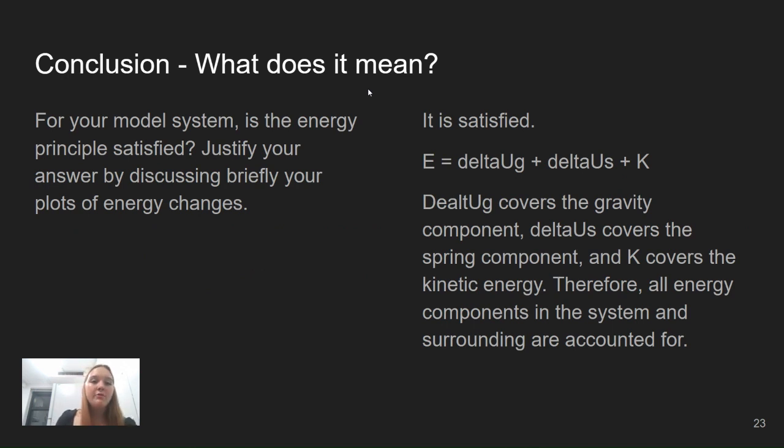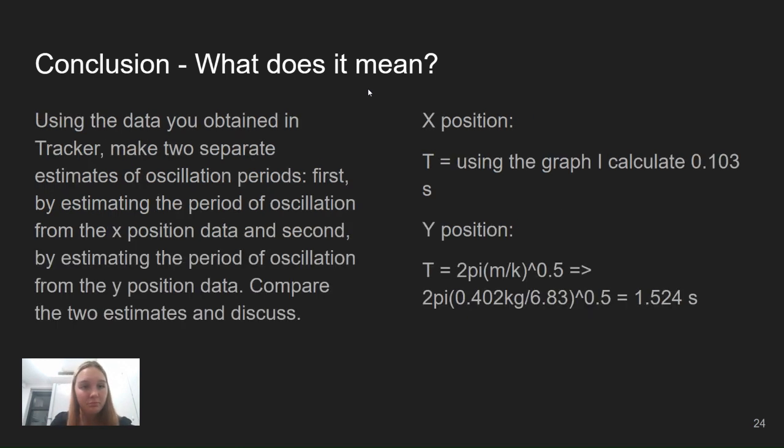And for the model of the system, is the energy principle satisfied? I said yes, because all of the components are covered. And then, using the data you obtained in Tracker, make two separate estimates of oscillation periods. For the first one, I calculated it using the graphs I made with my Tracker, and it was 0.103 seconds, which is most likely incorrect due to human error.